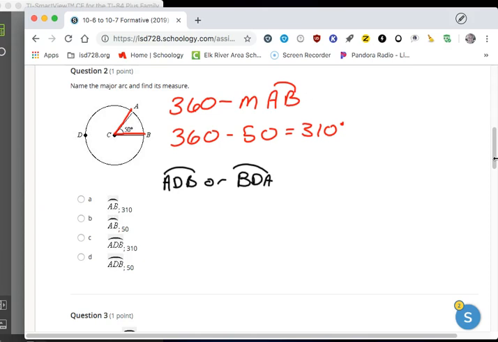Remember, major arcs have 3 letters, and it has the start letter and the ending letter. And it tells you which letter it goes through on the way to get to the end. So when I'm looking at this, I'm looking at ADB or BDA. Okay, so these 2 are the ones that I'm considering, but it's a 310 degree major arc. So my answer should be C.